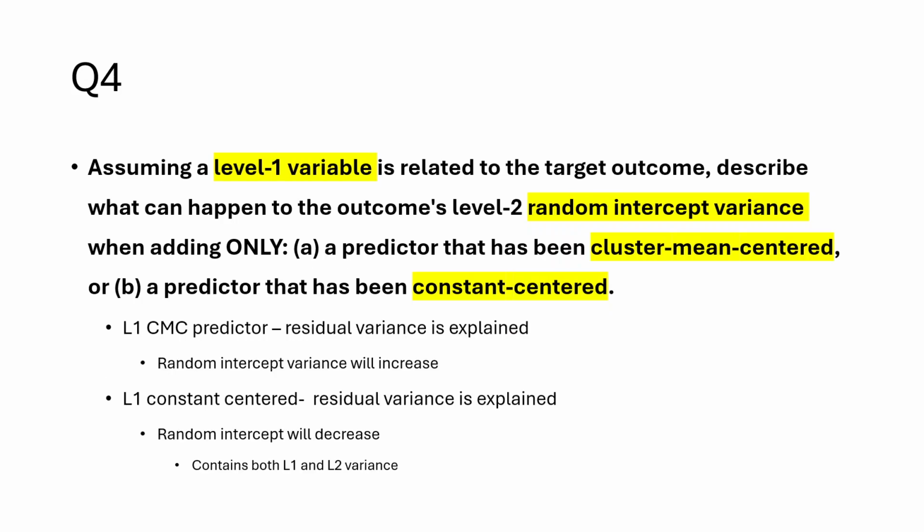So in that case, they would both go down. Yeah, I'd say that's the most likely outcome. Occasionally, you might see something weird happen if the smushed effect is really, really wrong. Then it's sort of a change, but in practice, this is what happens. Constant centered contains both, so it's going to decrease both. And you've got the weird special case of the random intercept going up when the cluster mean centered within predictor is added.